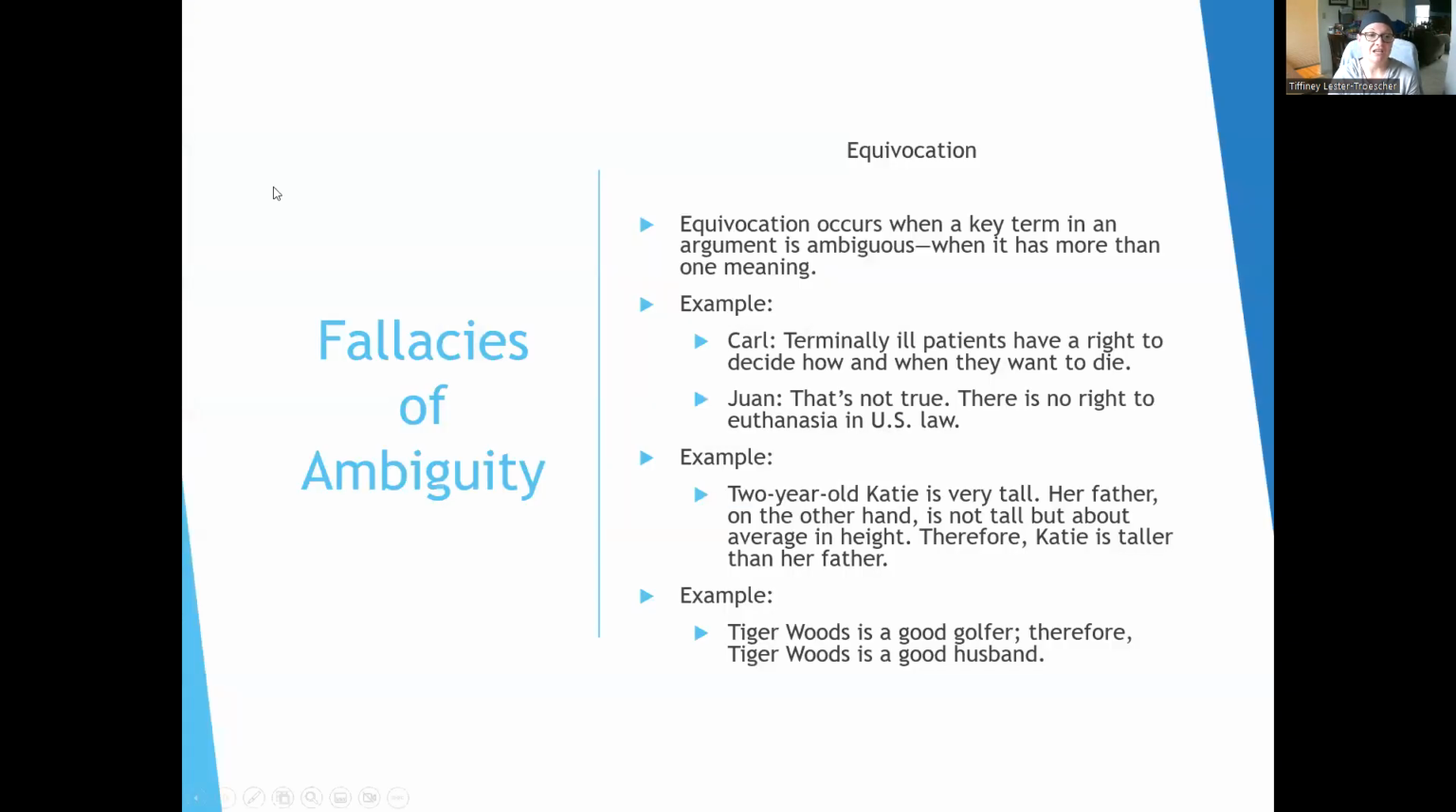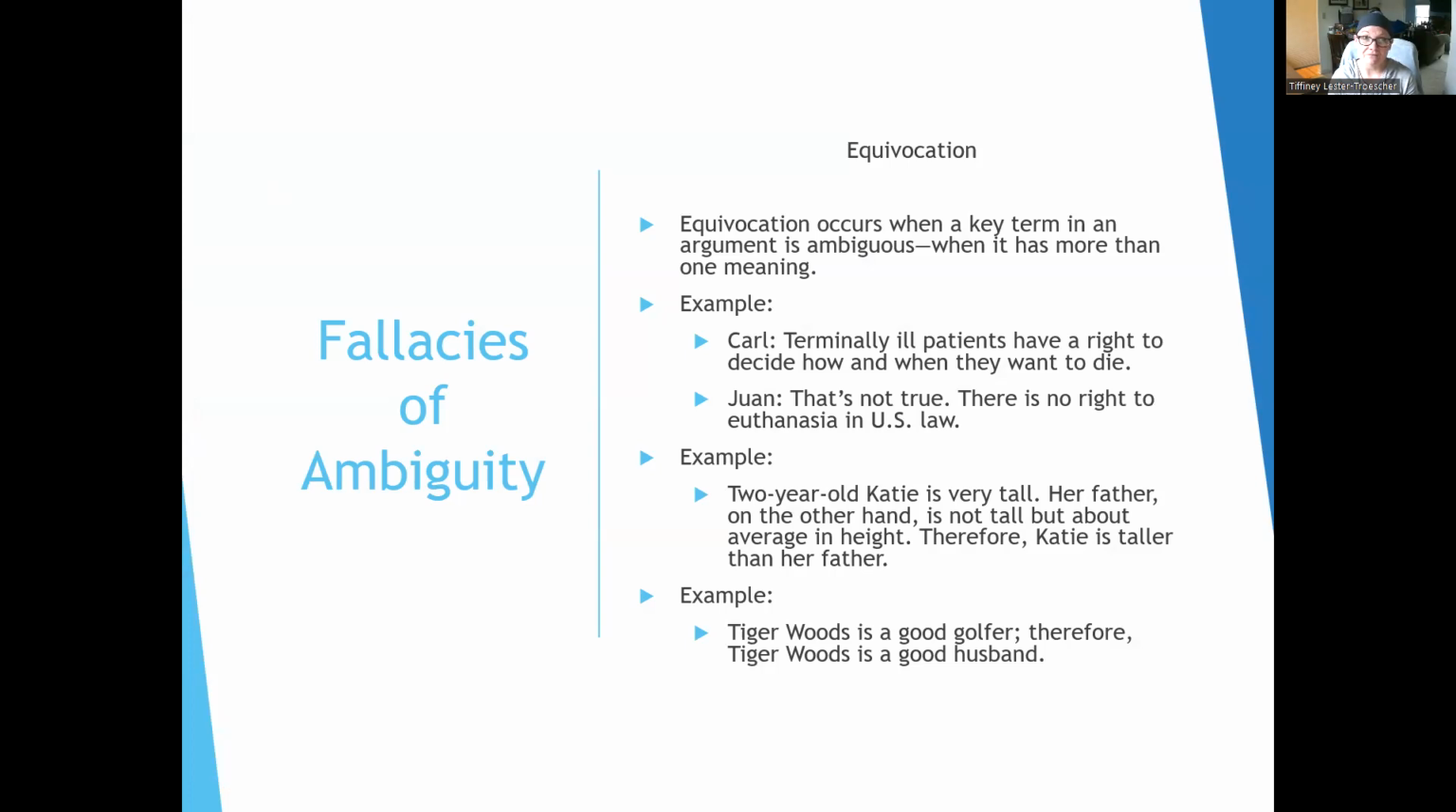So first we have equivocation. First type of fallacy of ambiguity. Equivocation occurs when there is a key term in an argument that is ambiguous, when it has more than one meaning. We have a few examples here. So in our first example, Carl says, terminally ill patients have a right to decide how and when they want to die. And Juan says, that's not true. There is no right to euthanasia in US law. So we have an ambiguous word there, the word right.